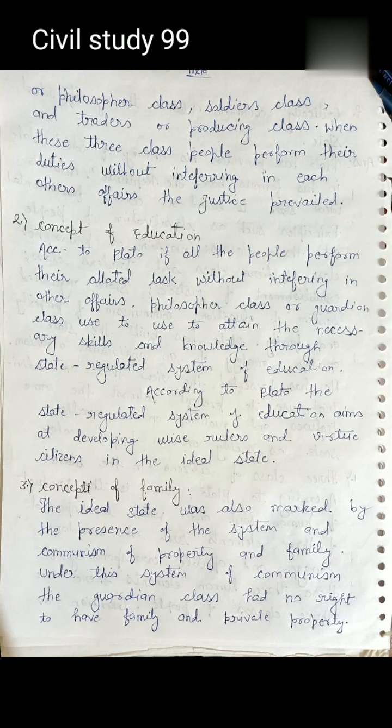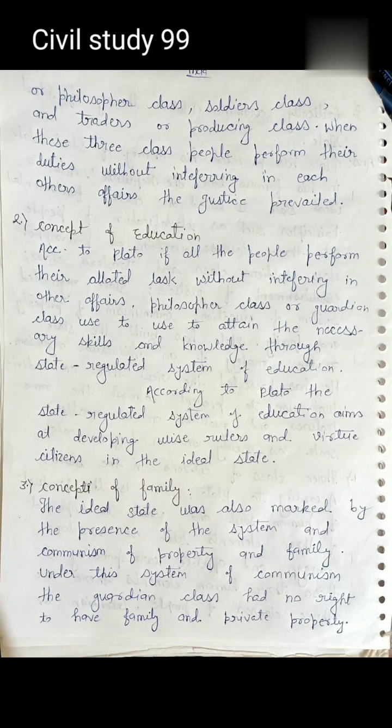The second fundamental principle is the concept of education. According to Plato, if all the people perform their allotted task without interfering in each other's affairs, the philosopher class or guardian class attain the necessary skills and knowledge through a state-regulated system of education. According to Plato, the state-regulated system of education aims at developing wise rulers and virtuous citizens in the ideal state.